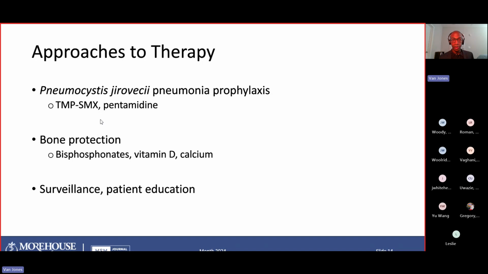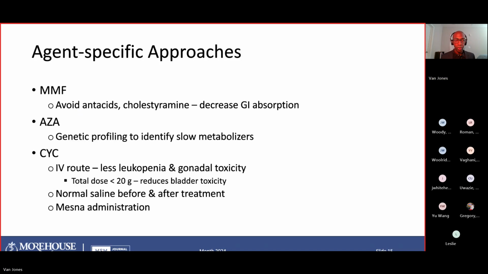Also, because some of these agents, especially steroids, can lead to osteopenia, wearing down of the bone, it is vital to provide some kind of bone health protection. This will come in the form of supplements of vitamin D and calcium and a pharmacologic agent such as a bisphosphonate. And of course, surveillance and patient education are key to managing any chronic process. So continuing to do so as you see patients with ILDs is critical.